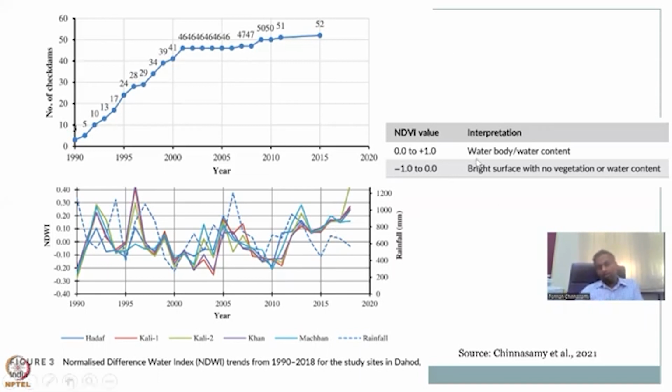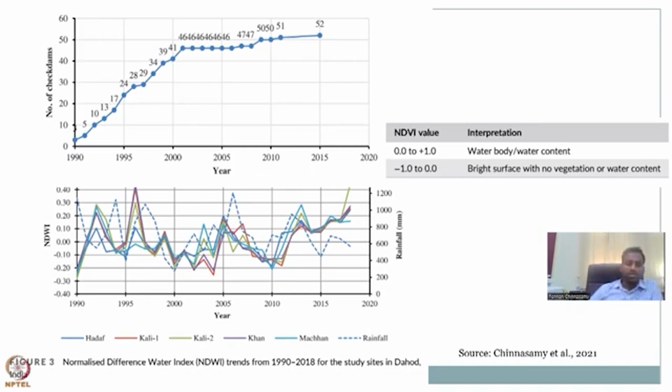Here we have used 0 to 1 as the water body water content. The positive values reflect water content, whereas negative to 0 is bright surface with no vegetation or water content. So this is just barren soil, land, built up, and you have less water content in the soil. Inside the soil, there's more water content, and that is true even during the less rainfall year, which is supported throughout this image because of the use of satellite data to understand this phenomenon.